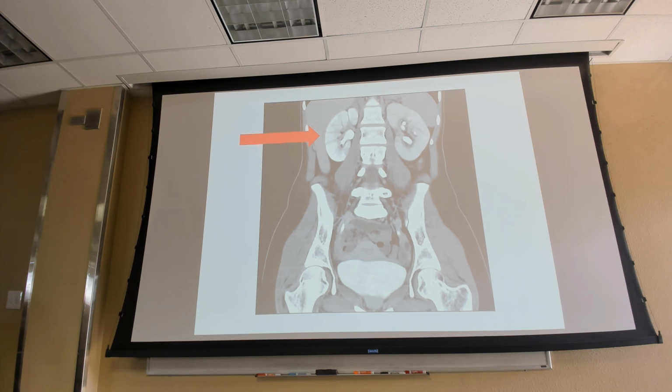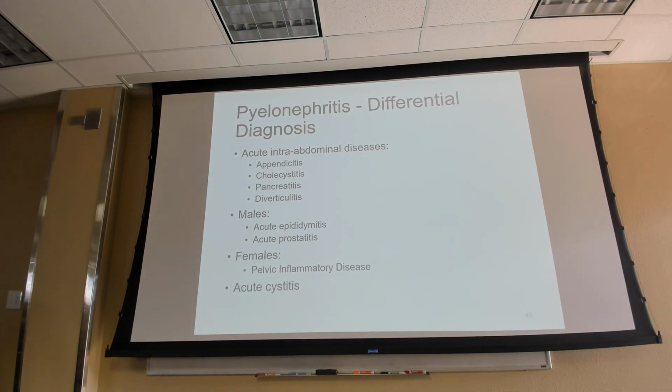So, this is what a pyelo kidney looks like, just angry, all lit up. Differential diagnosis: anything that can cause pain in this area, so all your peritoneal signs, okay? These patients are going to differ from your stone patients, right?